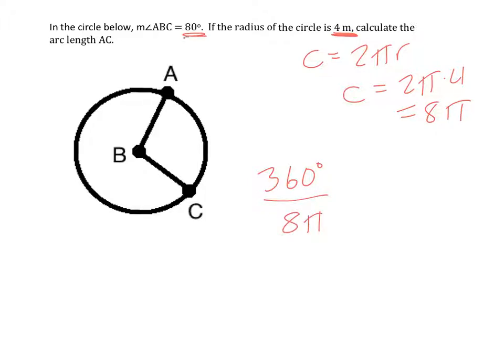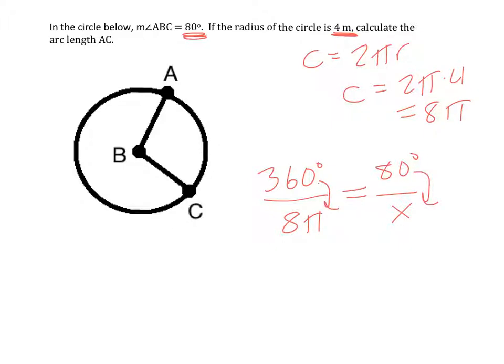And in this case, though, we're using 80 degrees as our measurement. So the idea is, if 360 degrees is 8 pi, what is 80 degrees? We don't know, we're trying to find that, so we'll call it x. So this is a proportion. If 360 is to 8 pi, 80 is to what?